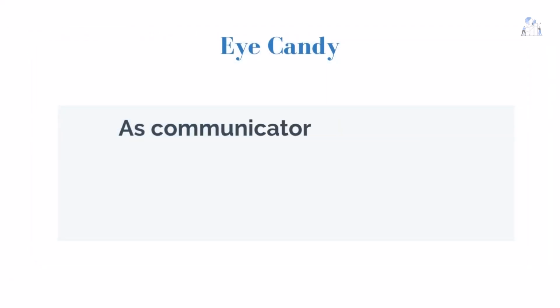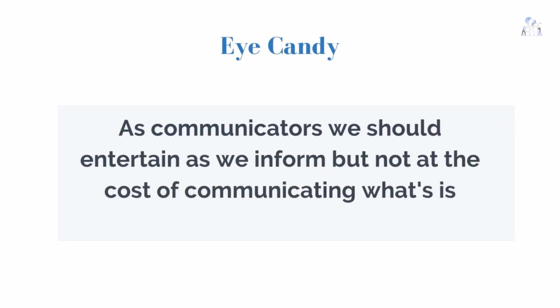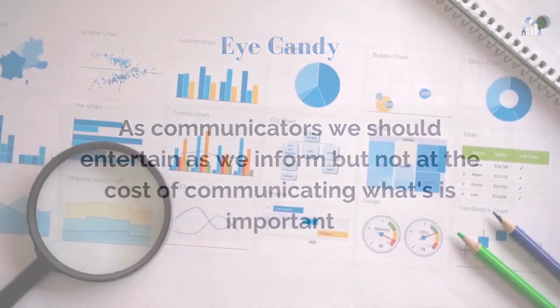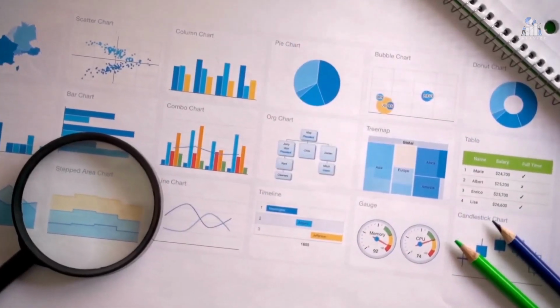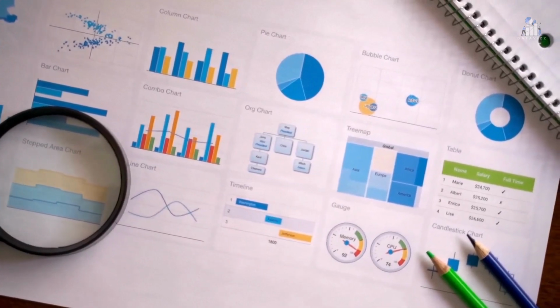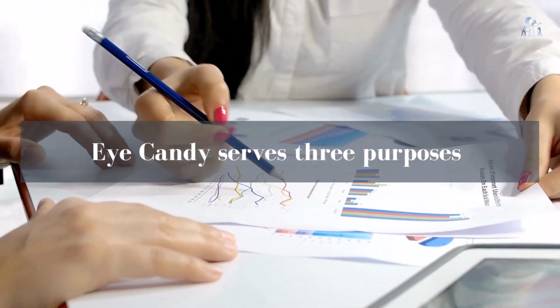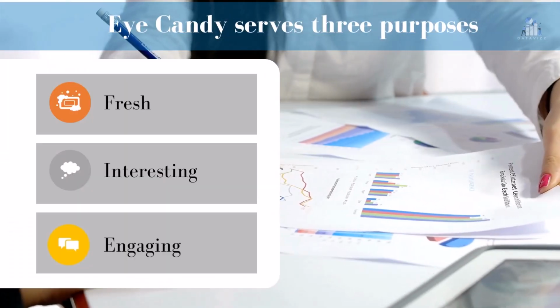Let's now move to the importance of eye candy. As communicators, we should entertain as we inform, but not at the cost of communicating what is important. Don't pick a fancy chart or bar chart unless it is also at least equally accurate, understandable and clear. Eye candy serves three purposes. It makes your things fresh, interesting and engaging.